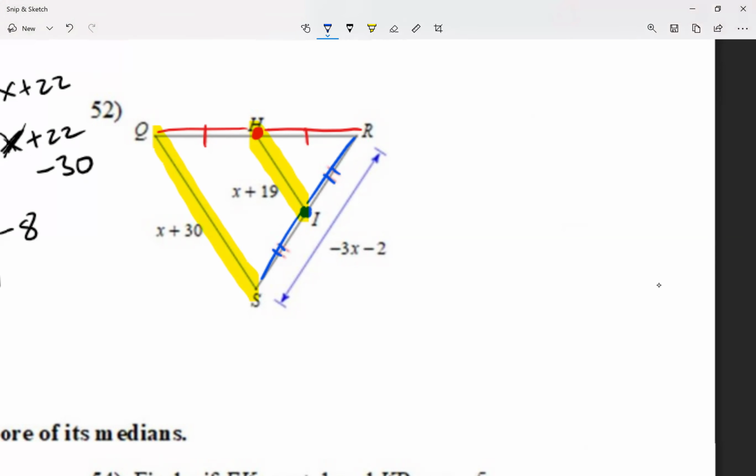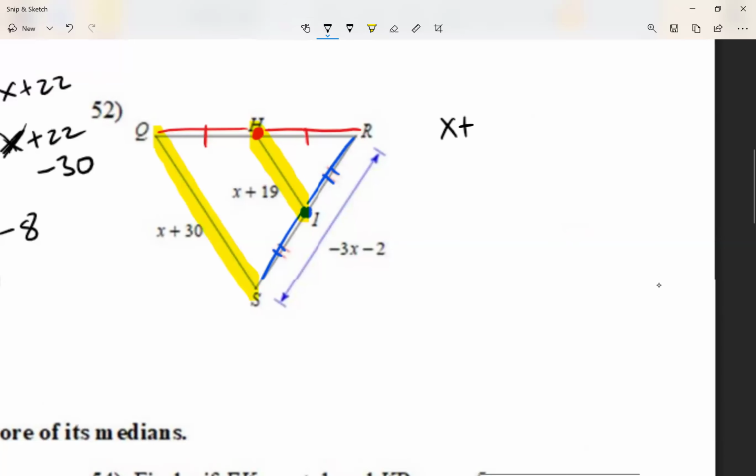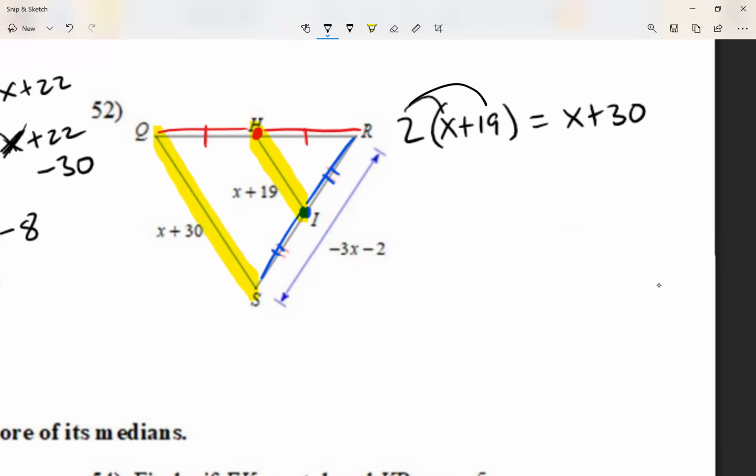So I can tell what I'm going to be using. The little one is x plus 19, right? So let me write x plus 19 all inside parentheses because I'm going to multiply the little one times 2. And this is equal to the big one, which is x plus 30. I'm going to distribute the 2 to the inside, so I get 2 times x is 2x plus 2 times 19, that's 38. And this is equal to x plus 30.